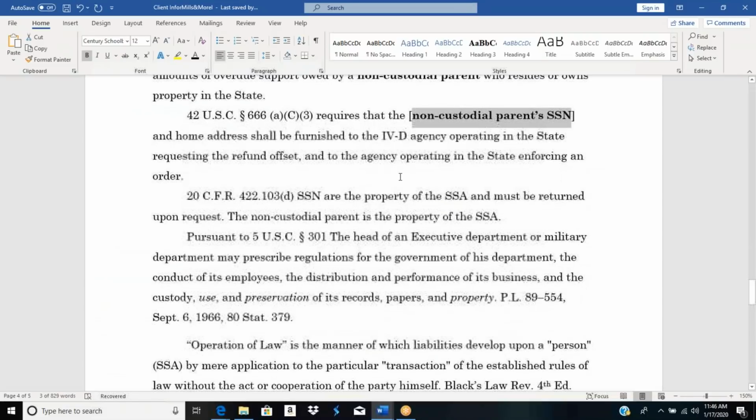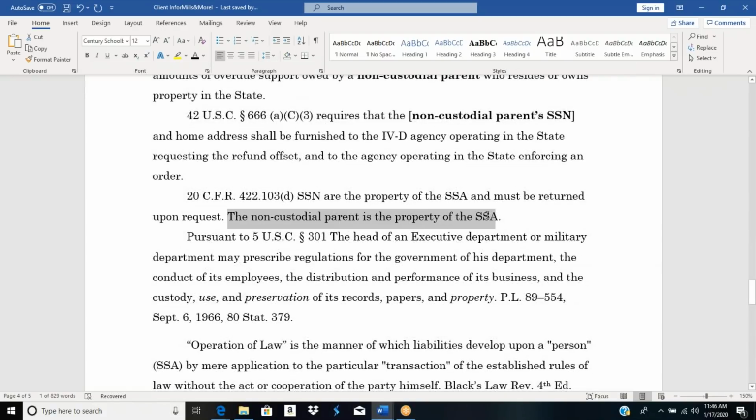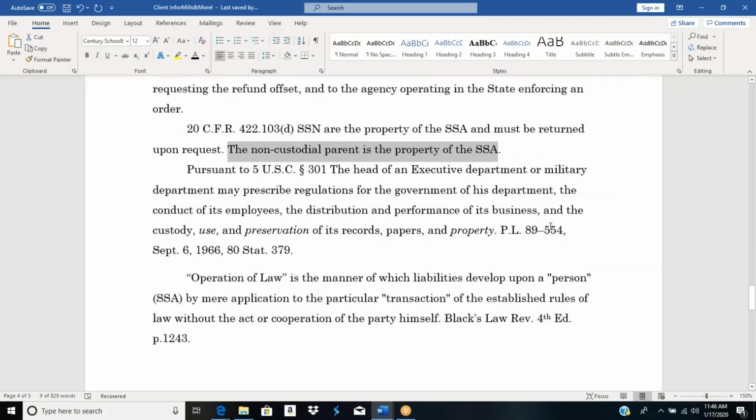Now, 20 C.F.R. 422.103(d) says that the Social Security number is the property of the Social Security Administration and must be returned. So what does that mean? That means the non-custodial parent is the property of the Social Security Administration.